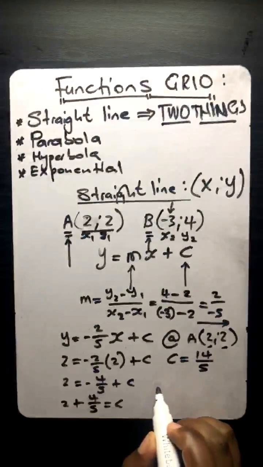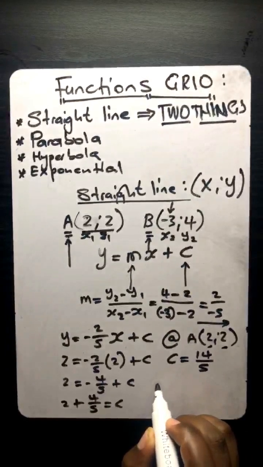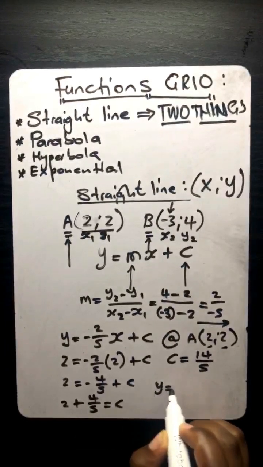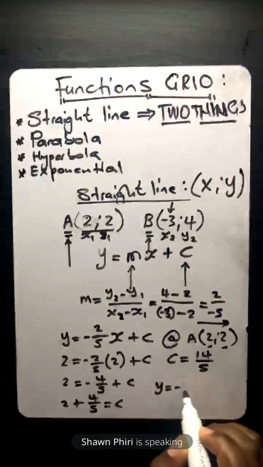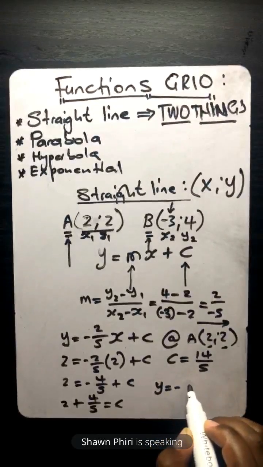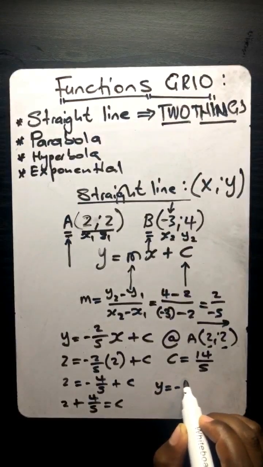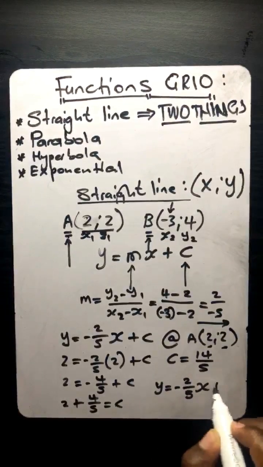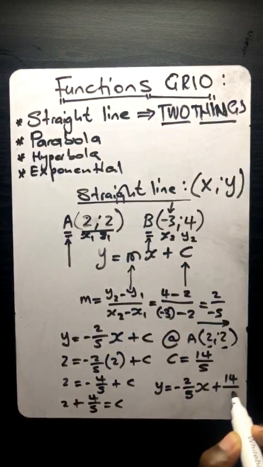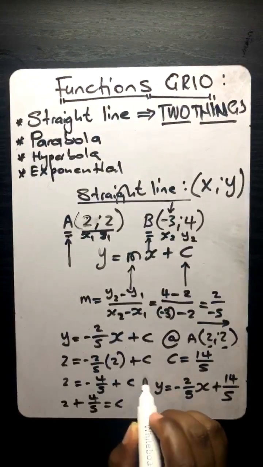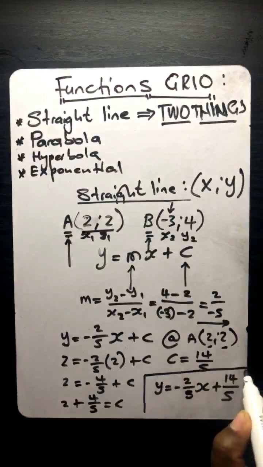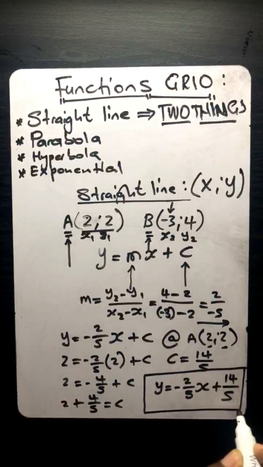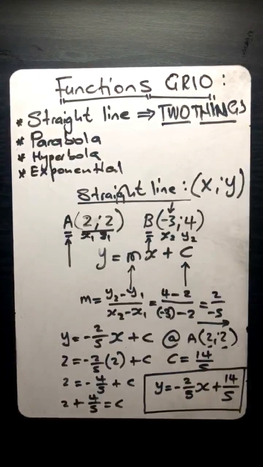It sounds correct. So now that means the equation is y equals negative 2 over 5 x plus 14 over 5. So when you give an equation, you give it as a fraction and not as a decimal. So this is the equation of a straight line having those 2 points.